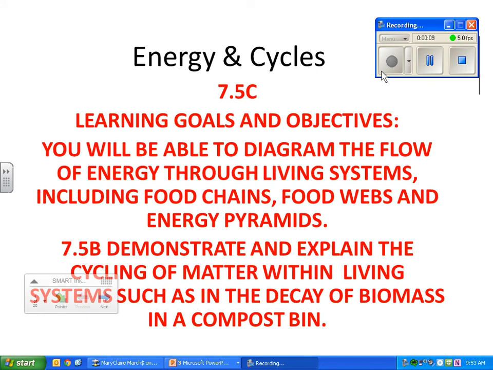After reviewing this video, you should be able to diagram the flow of energy through living systems, including food chains, food webs, and energy pyramids. You should be able to demonstrate and explain the cycling of matter within living systems, such as in the decay of biomass in a compost bin.